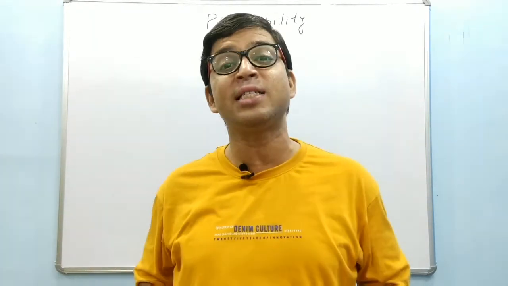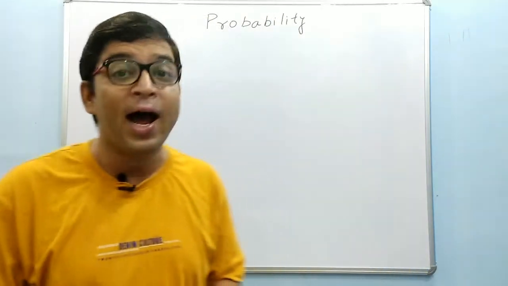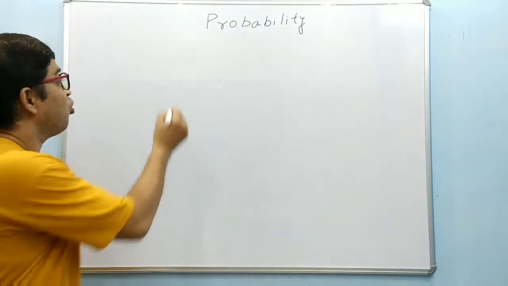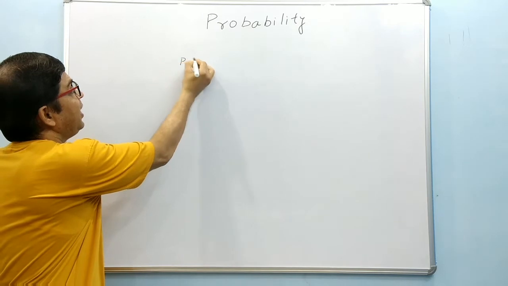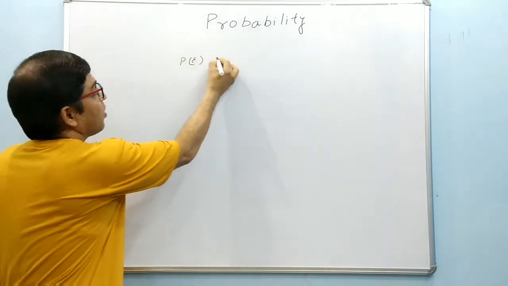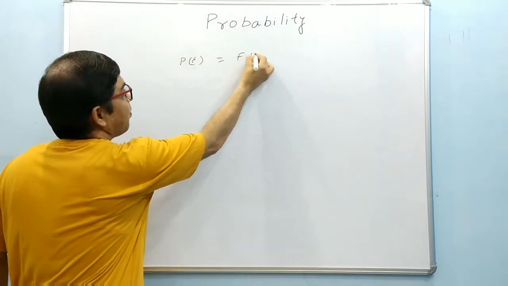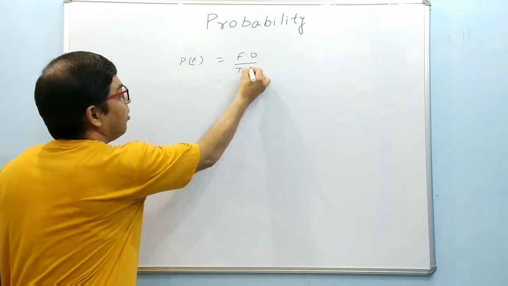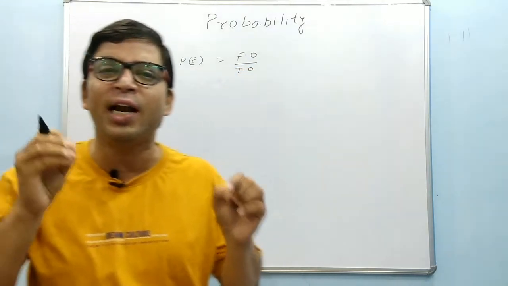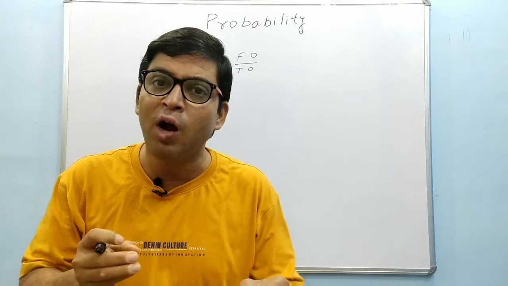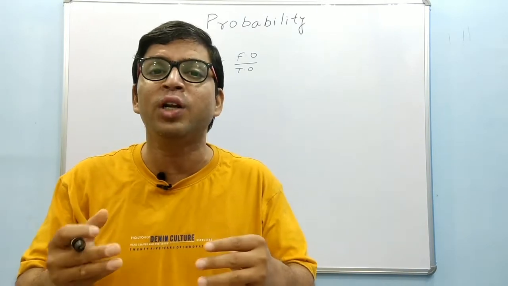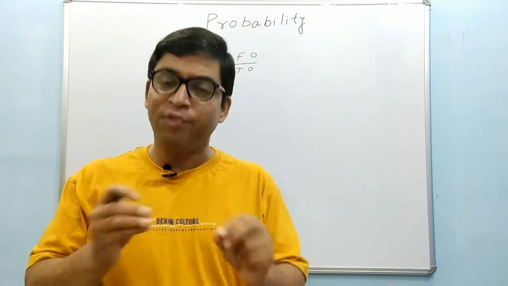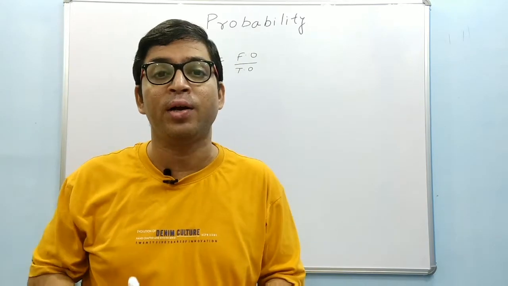the only concept we will be developing today, and that concept is: probability of any event is favorable outcome by total outcome. That is the basic definition and the only definition. Total outcome is what in total can be, and favorable outcome is what we want.